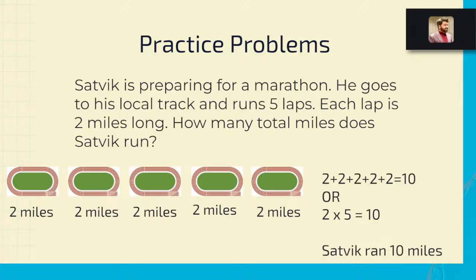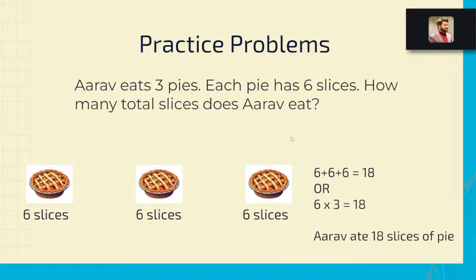Let's do another practice problem. Arav eats 3 pies. Each pie has 6 slices. How many total slices does Arav eat? So I labeled 3 pies here. Here's the first one, the second one, and the third one. It says each pie has 6 slices, so under each one I wrote 6 slices.